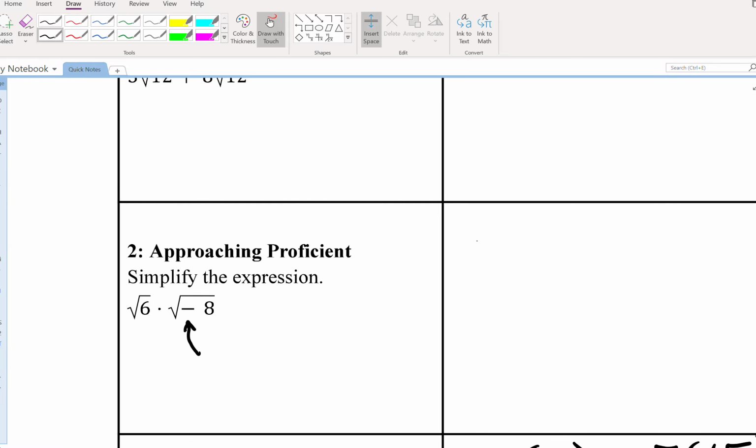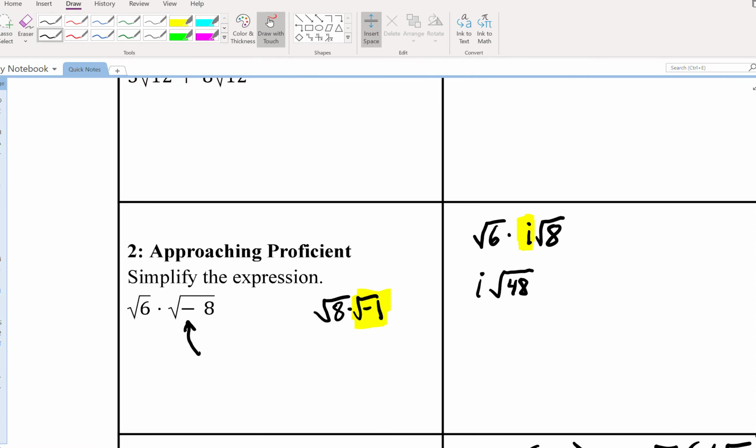So I'm going to take the square root of 6 and multiply it by i square root of 8. The square root of -8 is the same as the square root of 8 times the square root of -1, and the square root of -1 is defined as the imaginary unit i. So I'm taking that out first. And now I'm going to take the square root of 6 times the square root of 8, and that would be i times the square root of 6 times 8, which would be 48.